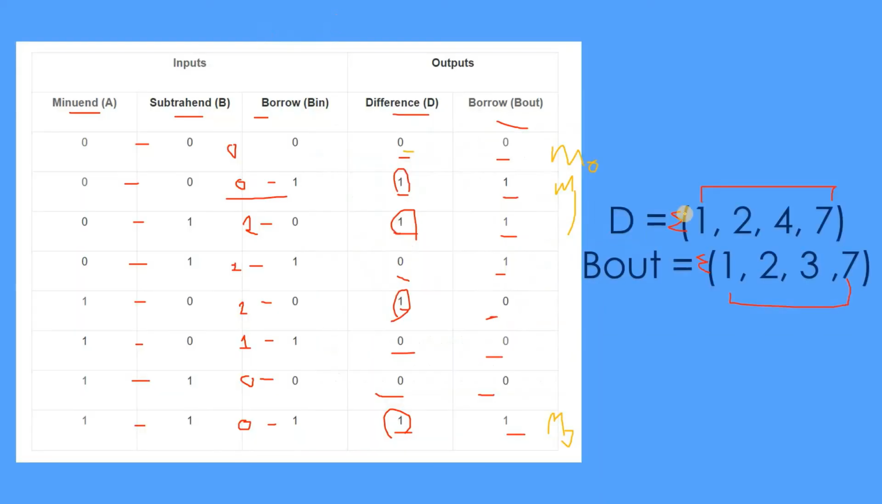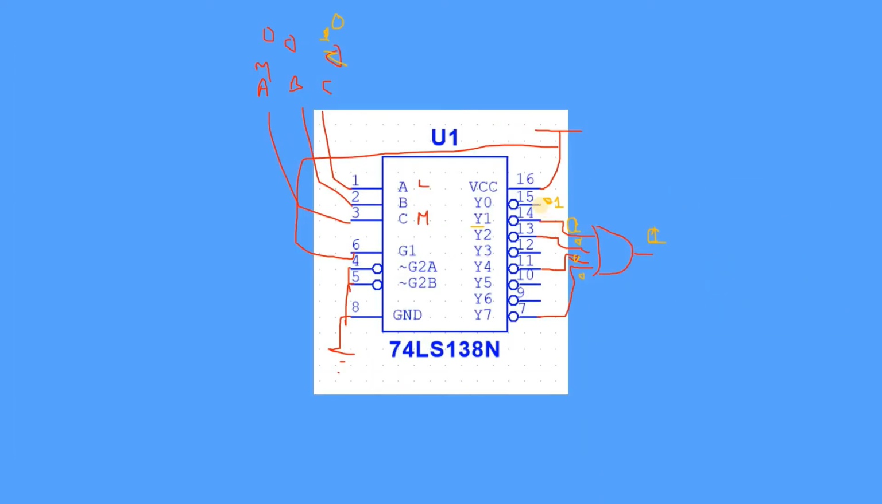So this was for difference, and for borrow, we are going to connect 1, 2, 3, 7. So you can just assume me to connect 1, 2, 3, 7. So 1, 2, 3 and 7. So this looks really rubbish, but fine, whatever. I'm going to connect it to an OR gate.